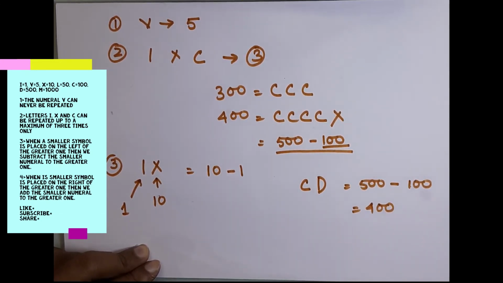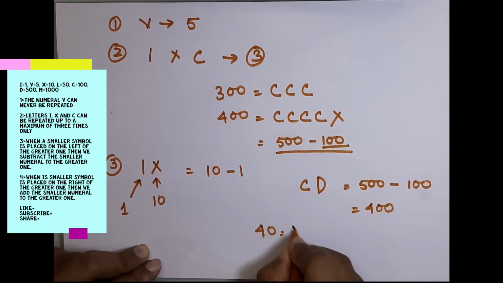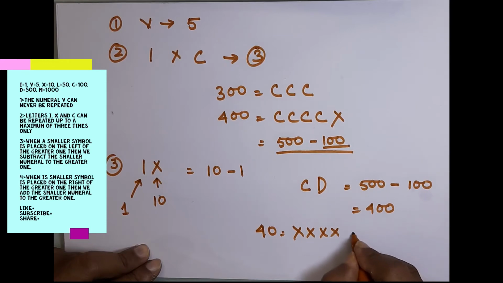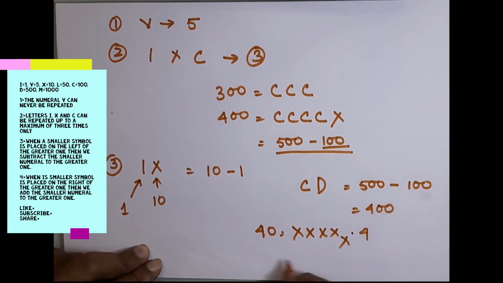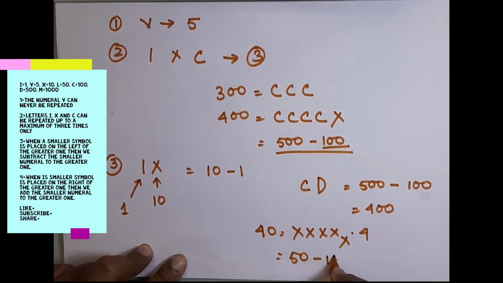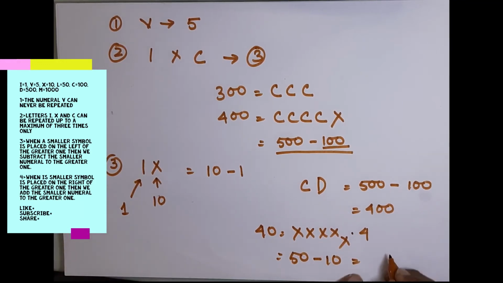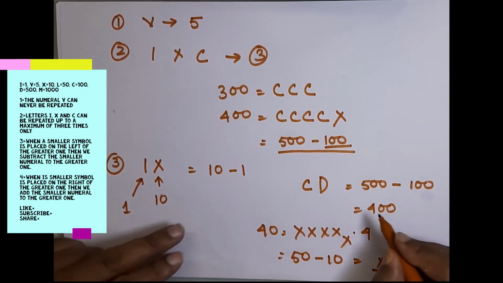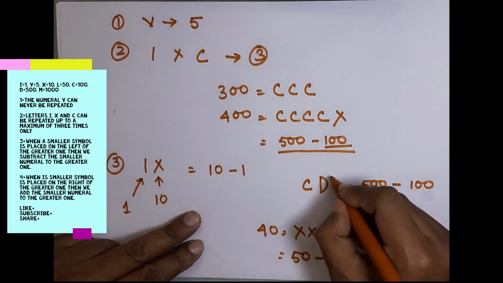The same way, if you want to represent 40, we cannot write four Xs because it is beyond our limit of repetition, which is 3. So it is not allowed. It will be 50 minus 10. How do we do that? We'll put the bigger one on the right side and the smaller one which we are supposed to subtract, which is 10, on the left side. So 40 is represented as XL, and 400 is represented as CD.